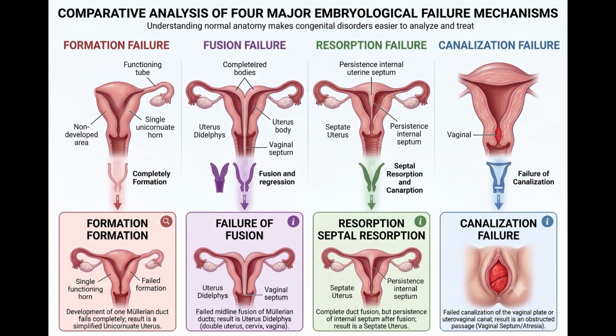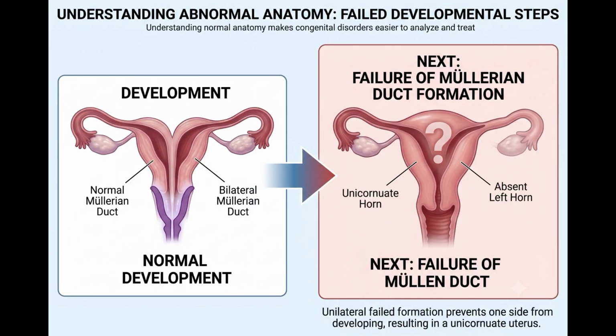A failure of formation prevents part or all of a structure from developing. A failure of fusion prevents the paired Müllerian ducts from joining normally. A failure of septal resorption leaves a partition within the uterine cavity. A failure of vaginal canalization produces an obstructed or absent vaginal passage. Once the failed developmental step is identified, the resulting anatomy becomes much easier to understand. Let us begin with failure of Müllerian duct formation.